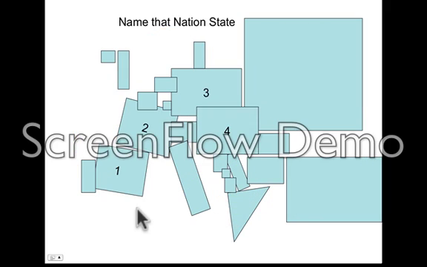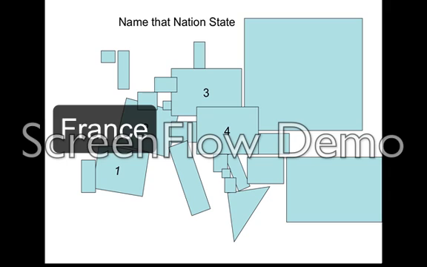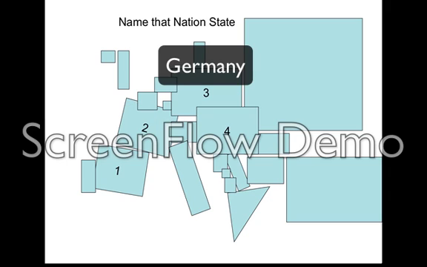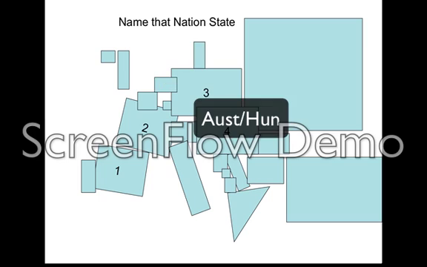Okay, so if I take away the names and just put numbers up for the signpost states, ask yourself, do you know the name of signpost country number 1, 2, 3, and 4? Okay, so if you take a moment just to write down the first letter of each of those countries, we'll see how you do. Country number 1 is Spain. Country number 2 is France. Country number 3 is Germany. And country number 4, Austria-Hungary.